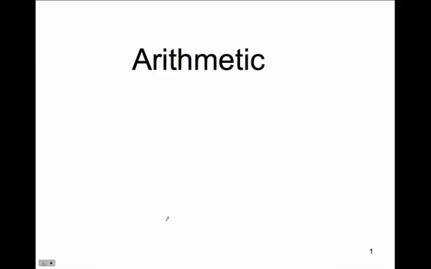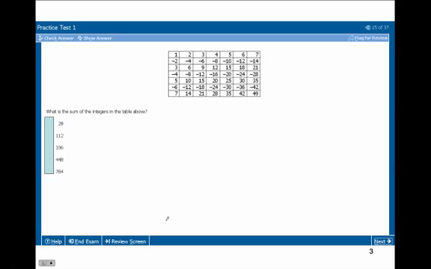So this is the arithmetic part of the GMAT sum of the problems, right? Basic operations. So in this problem here, it says: what is the sum of the integers in the table above? What we usually want to do in this case is match numbers that could cancel out. This is an addition, because the word sum itself means adding numbers, right?